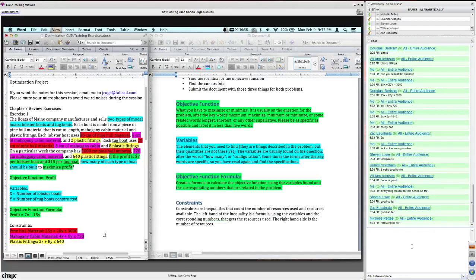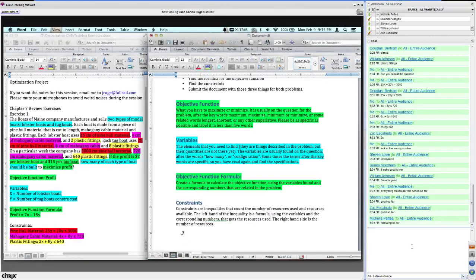That's good, guys. Okay. So remember, this is for Thursday. And don't forget, you only need the variables, the objective function formula, and the constraints. Now, the first part is just to make clear what you have to do.